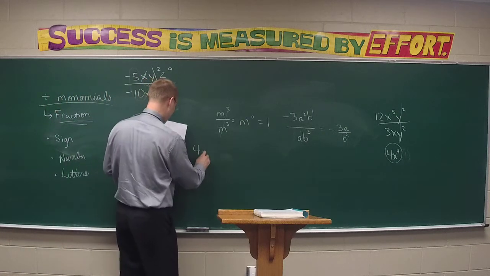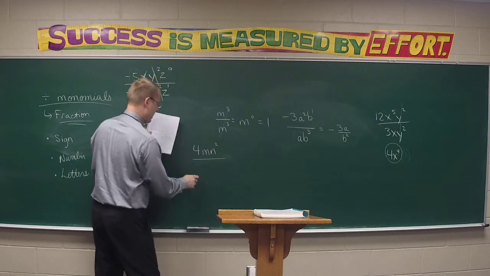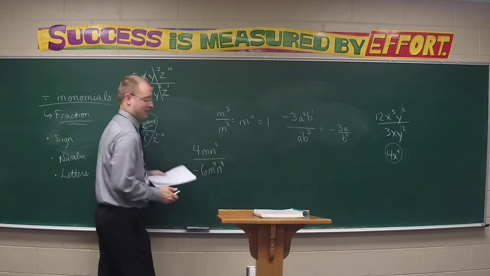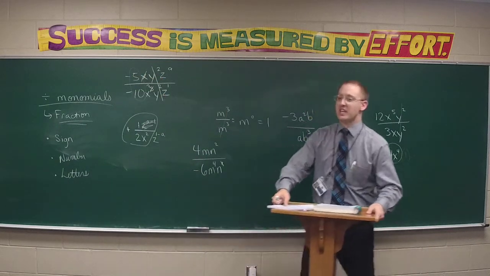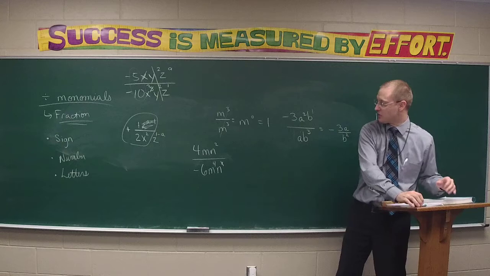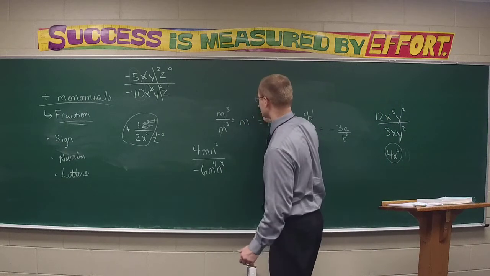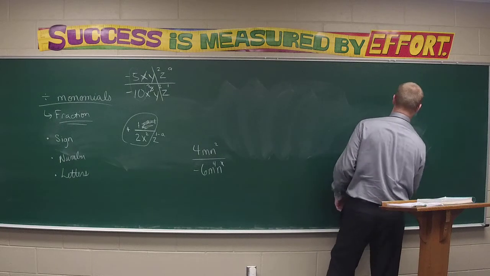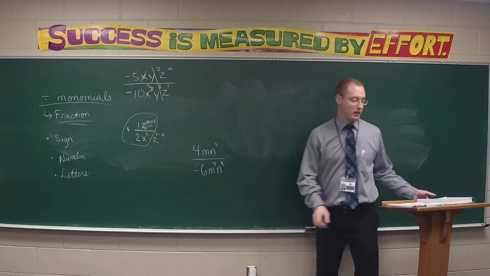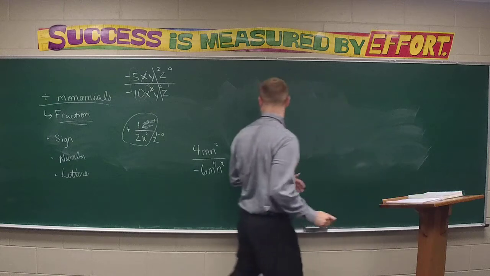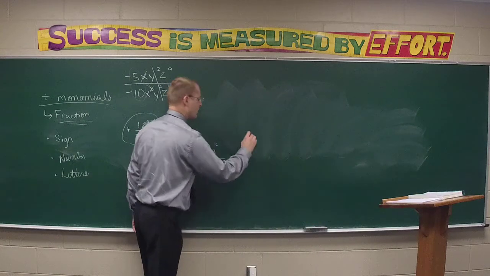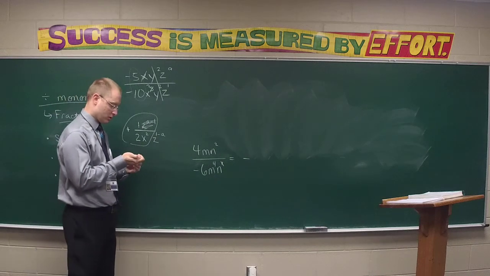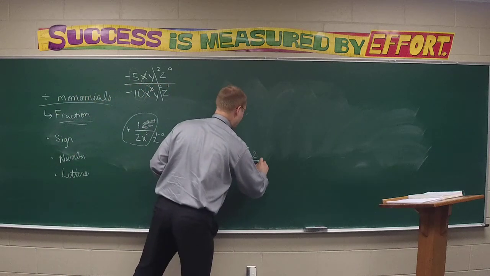Write this one down. 4mn squared divided by negative 6 m to the 4th n to the x. Or we could say n to the x power, but that's hard to say, so n to the x. 3 steps, class? Sign, number, letter. What is my sign going to be, Audrey? Negative. What about the number? Brandon? It's going to be 2 over 3. 2/3. We'll reduce it down.